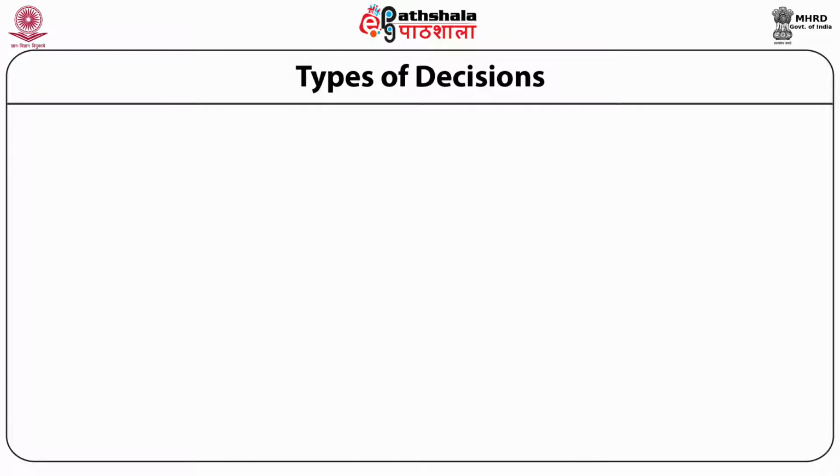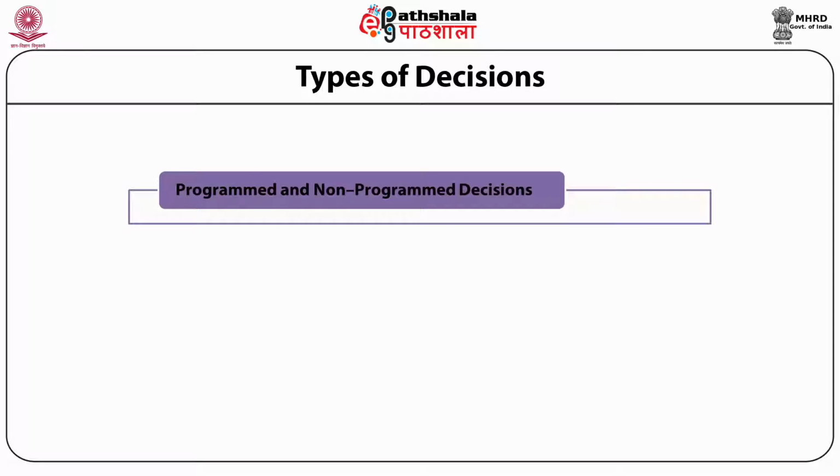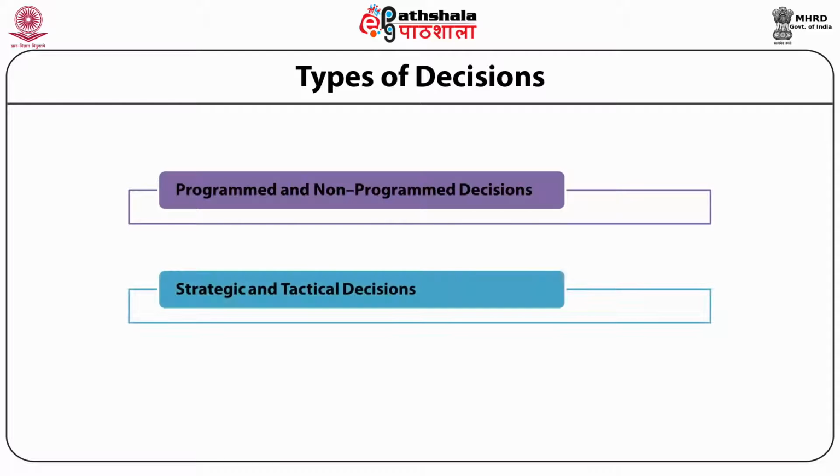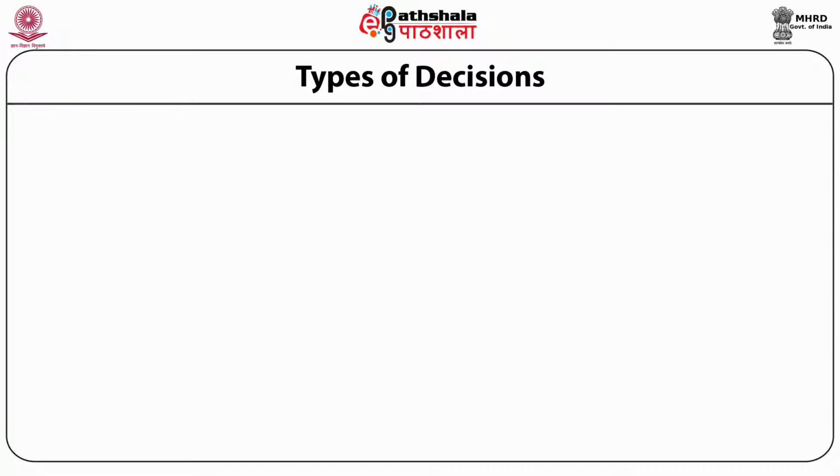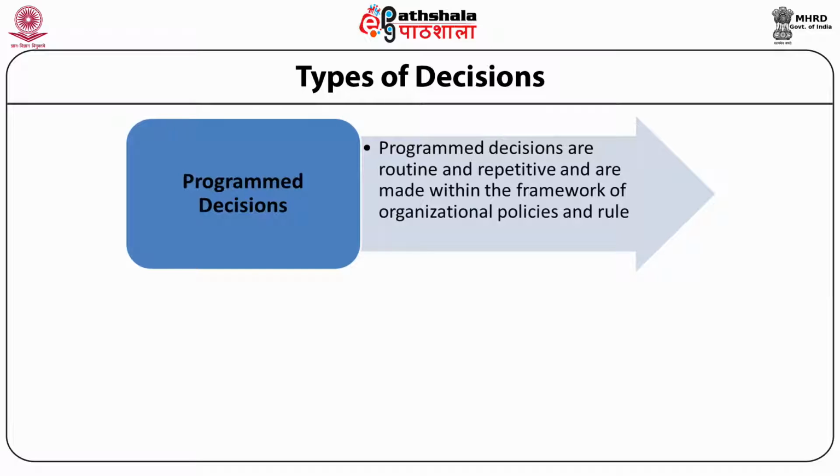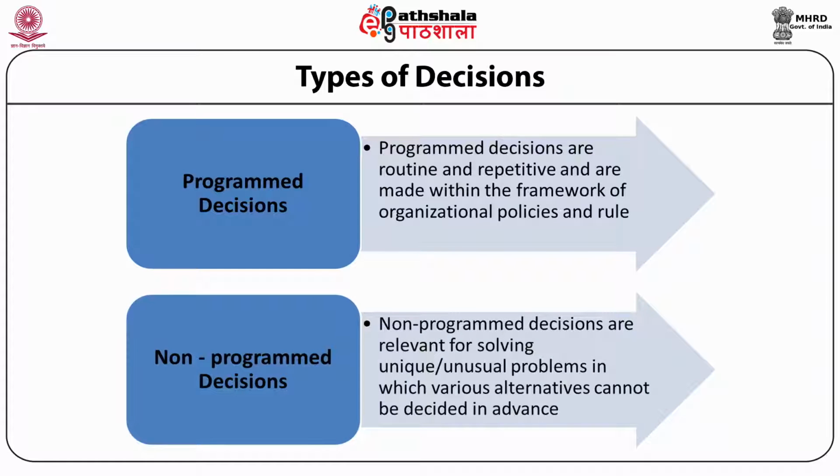Let's find out what the different types of decisions are. Decisions can be understood in terms of, one, programmed and non-programmed decisions, and second, strategic and tactical decisions. Programmed decisions, as can be made out from the name, are the decisions which are routine and repetitive in nature and are made within the framework of organizational policies and rules. On the other hand, non-programmed decisions are the ones relevant for solving unique, unusual problems in which various alternatives cannot be decided in advance.